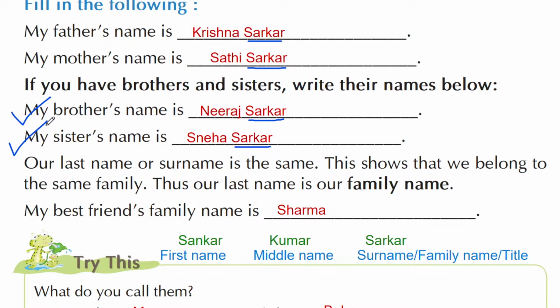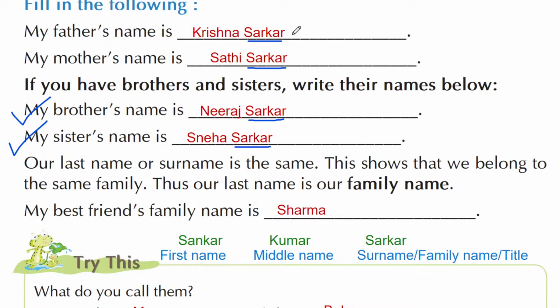Now you have to pay attention here. You can see I have underlined this word Sarkar. It is common for my parents as well as for my brother and sister. So this word Sarkar is our surname, or we can say this is our family name or the title. Our last name or surname is the same. As we are the members of the Sarkar family, all the members have Sarkar as their family name. Krishna Sarkar, Sathi Sarkar, Neeraj Sarkar and Sneha Sarkar.